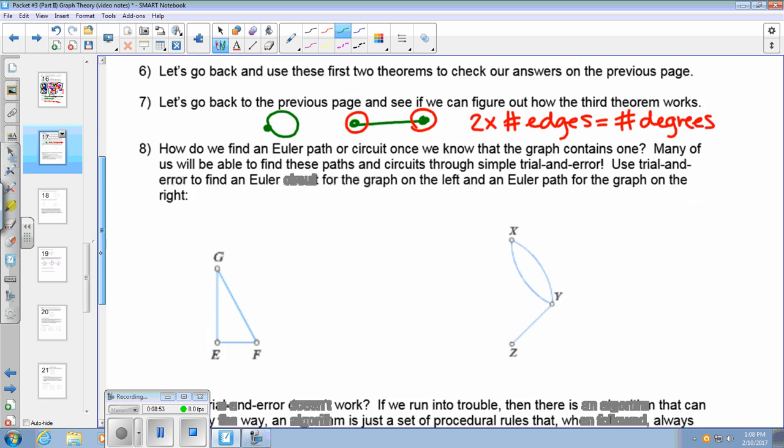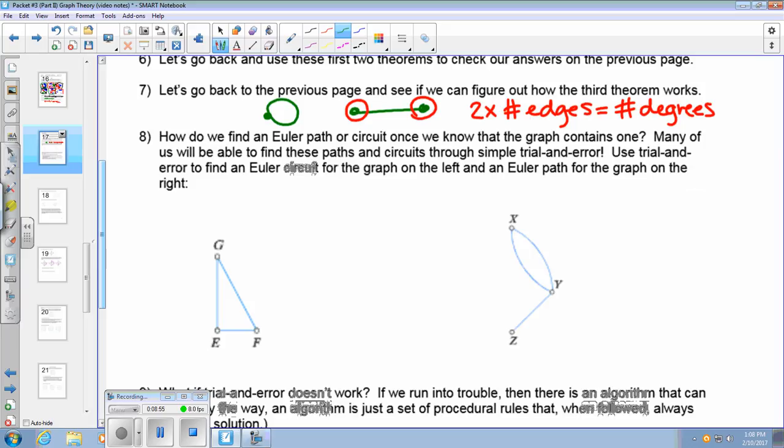Okay, so number 8, how do we find an Euler path or circuit once we know that the graph contains one? Well, many of us are going to be able to find these paths and circuits through simple trial and error. And the 2 that are below, I want you to use trial and error to find an Euler circuit for the graph on the left, an Euler path for the graph on the right. And these are the graphs you saw on the previous page, so you may have already done this. Right? But if you didn't, press pause, try it again.